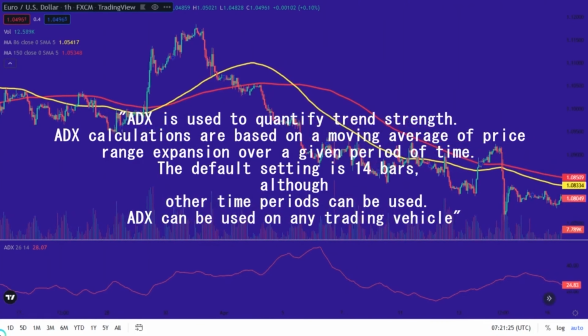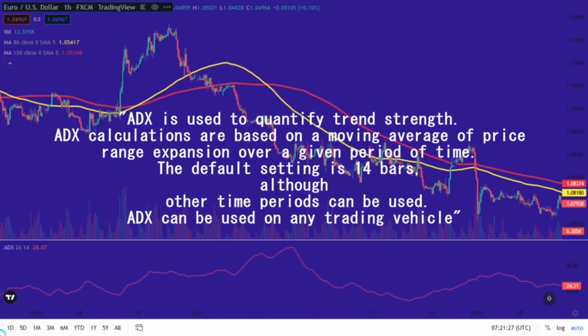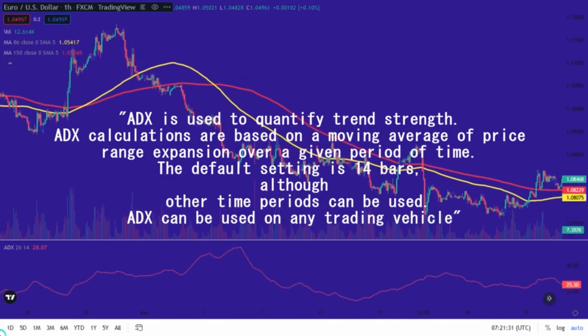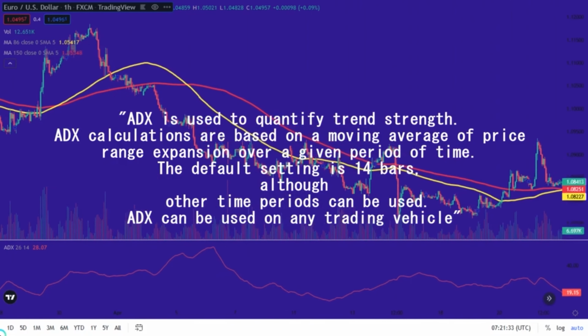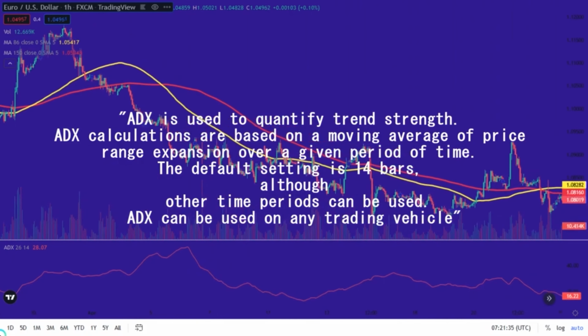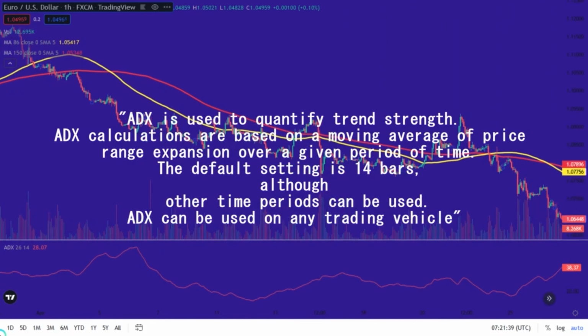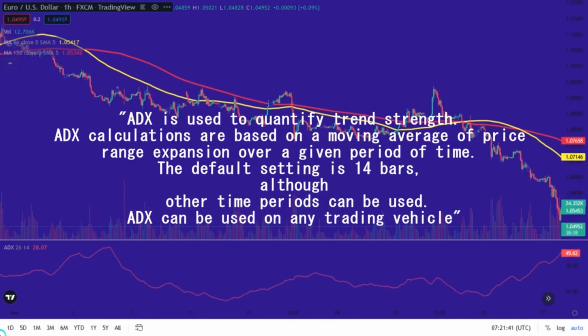And my recommendation is to use this indicator in every one of your strategies, because this is the best trend trading indicator. And now let's see what this strategy is all about.